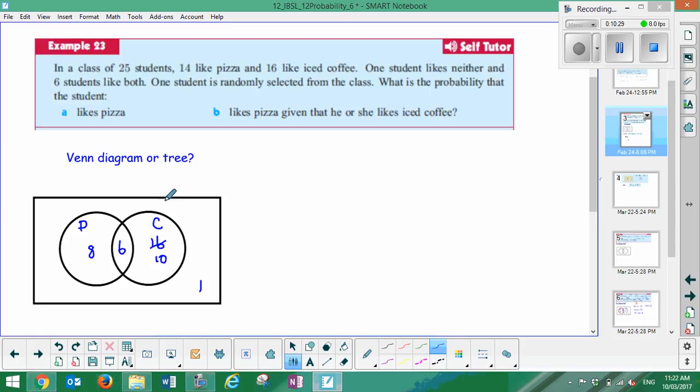What's the problem? So could we do this on a tree? No, because they're not mutually exclusive. Someone could like pizza and like coffee. So the probability that they like pizza is simply going to be the 14 that we've got in our pizza circle there. Total number of people we've got, 25 students.